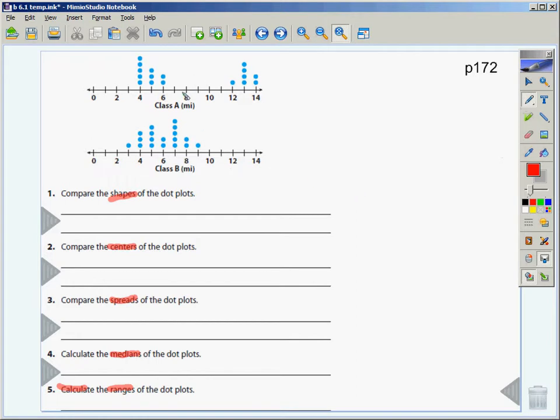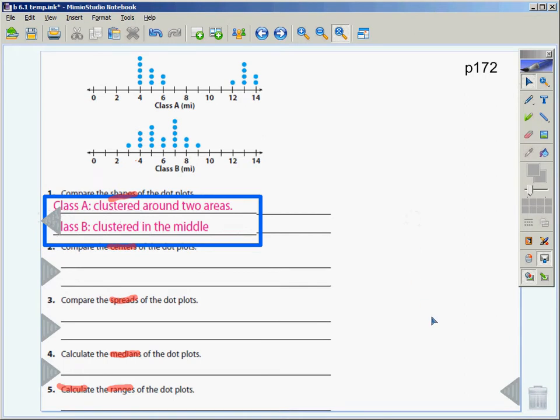Okay. What can you tell me about the basic shape of A? Are they evenly spread out or is it in clusters? In fact, it's in 2 clusters. And how about class B? It's one cluster really kind of in the center. There's definitely a big group. You might say that it's evenly spread. Okay. Class A is clustered around 2 areas. Class B is clustered in the middle.